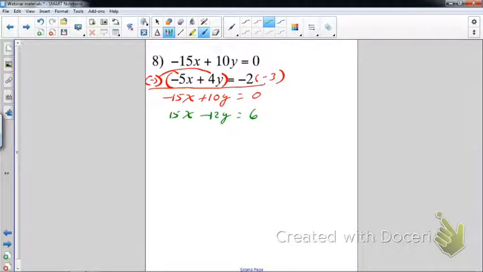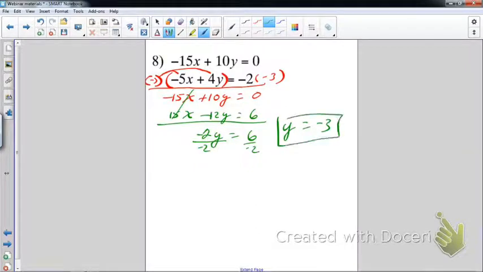So now all I need to do is use the elimination method by adding vertically, and then I end up with negative 2y that is equal to positive 6, and then I use the division property of equality, and then I end up with, I'll put it here, y is equal to negative 3. So if I know what y is, all I have to do is substitute it back into one of these two equations so that I can solve for x.